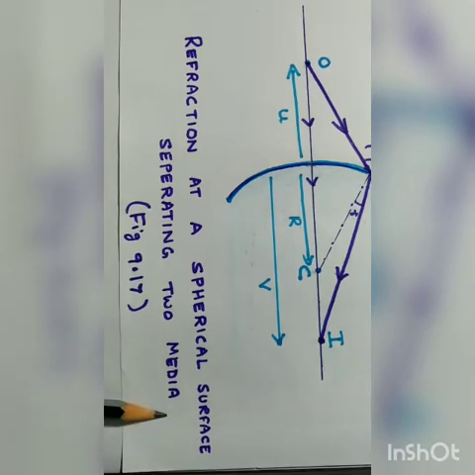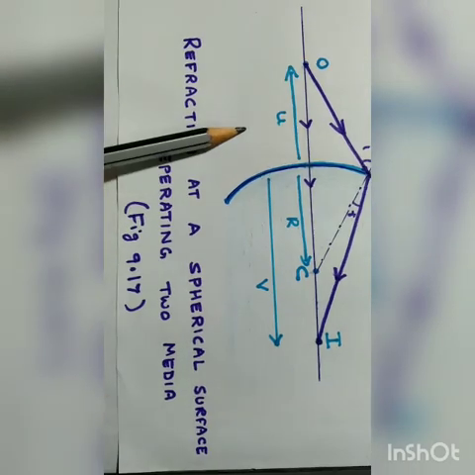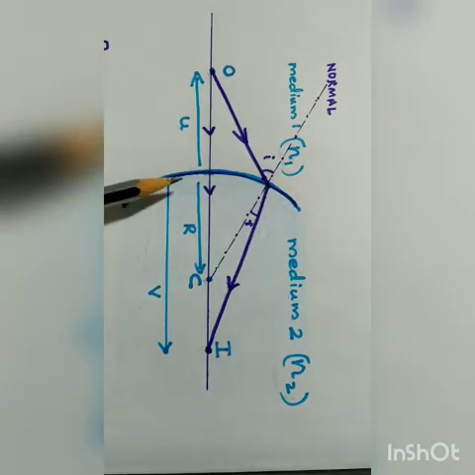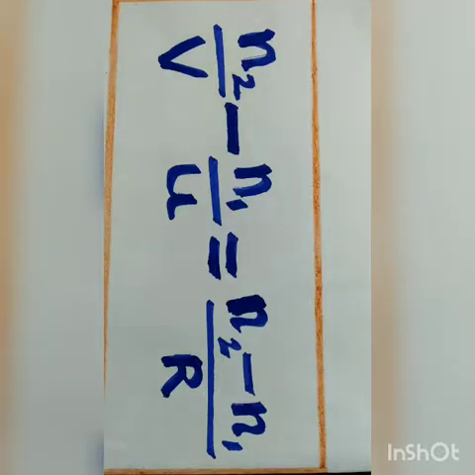Remember, media is the plural of medium. This is one medium, this is another medium. This is the plural of medium. So from this diagram, we are going to derive the relation n2 by v minus n1 by u equals n2 minus n1 by r. So let us move on to the derivation.